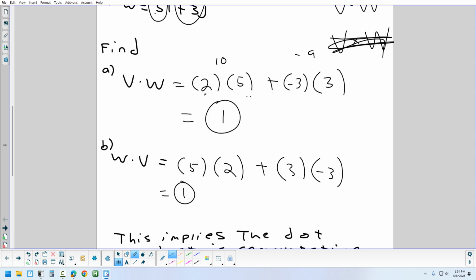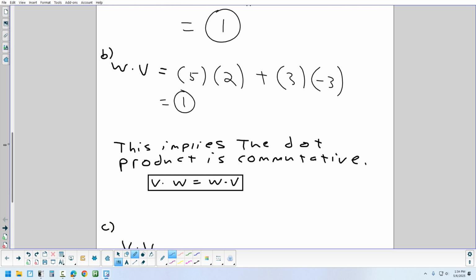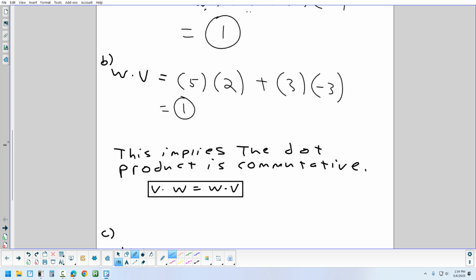So what does that mean when you can change the order and you get the same answer? That's called the commutative property. So the dot product is commutative. You can multiply and switch the order, and you still get the same answer.